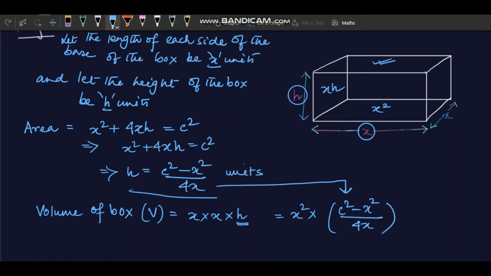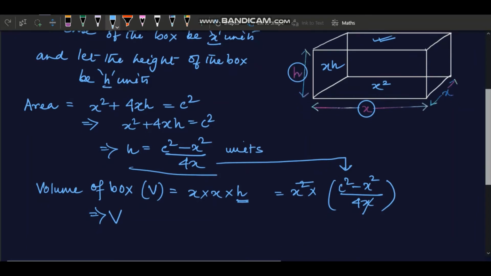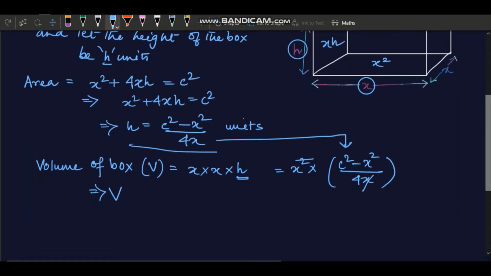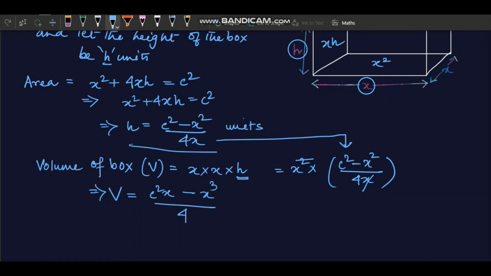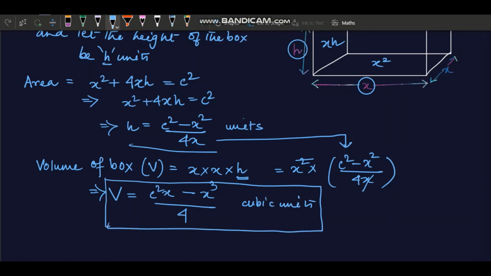So because of the x in the denominator and x square in the numerator, we can have this cancellation. So V becomes an expression entirely in terms of one independent variable, which is x. So we can write V as c square x minus x cube whole by 4 cubic units. So we see that V is represented entirely in terms of one independent variable, that is x.